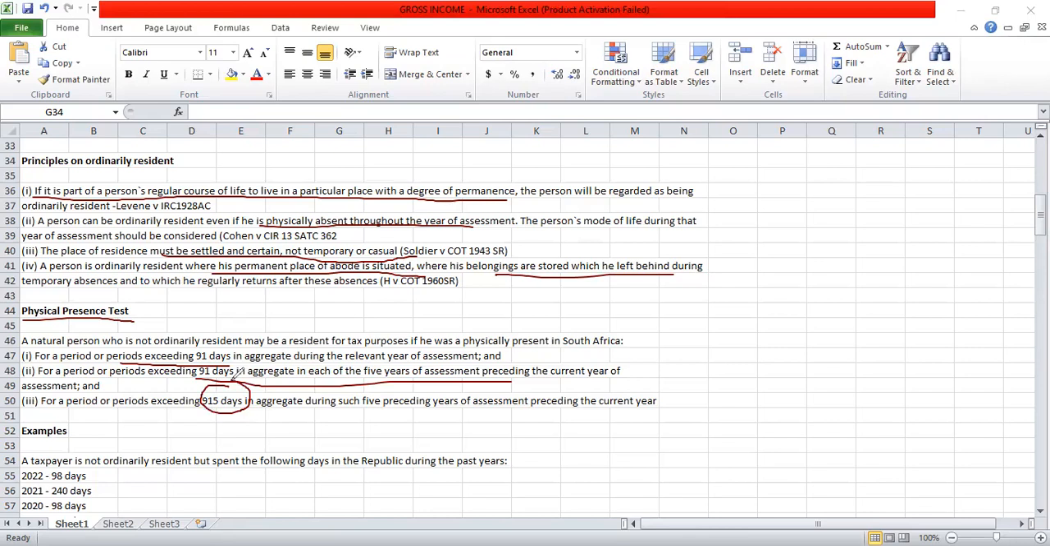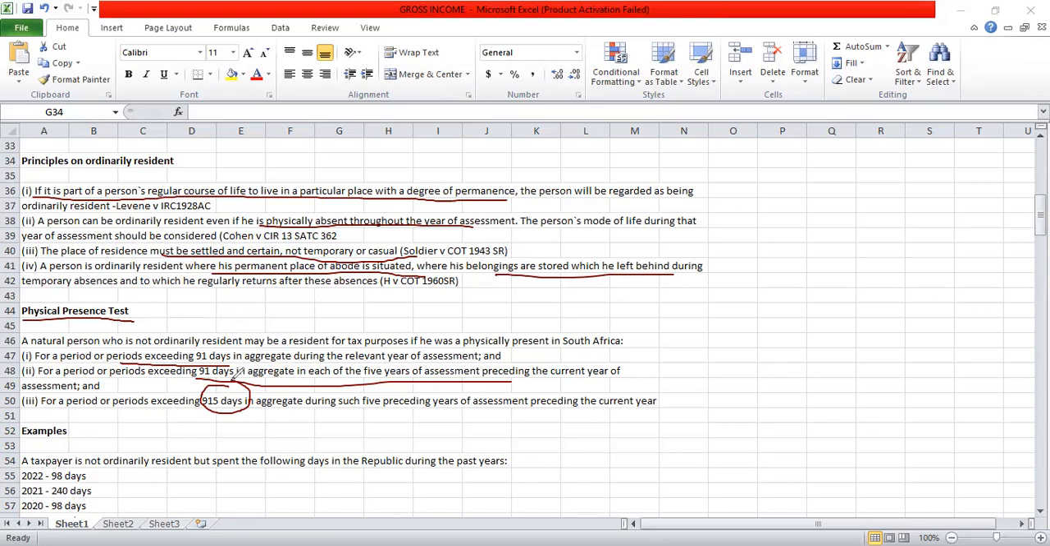If you meet all these three criteria, then you will be regarded as a resident of South Africa, even if you are not ordinarily resident in South Africa. So because of that, you will now be taxed on a resident basis, just like a resident. That means you now have to declare all your income, because you are now deemed a resident of South Africa.